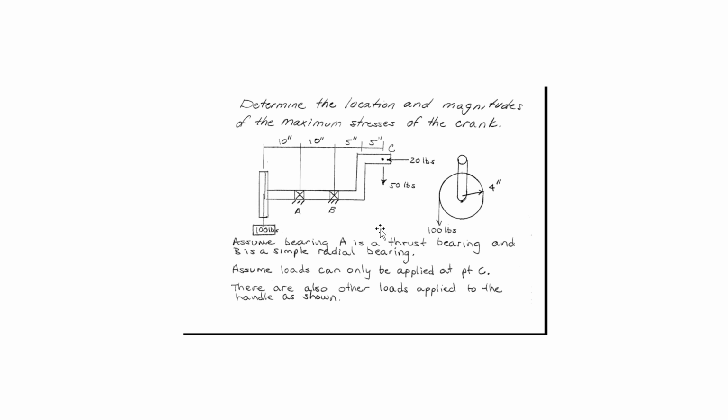So we are going to analyze this problem to determine the reaction loads at our bearings A and B, and we're also going to determine where the maximum stresses occur in the shaft. It's important to note that bearing B is a simple radial bearing, where bearing A is a radial thrust bearing and can handle this 20-pound load being applied in the X direction. So we will now start with the tutorial.